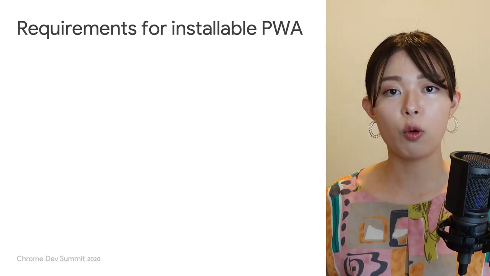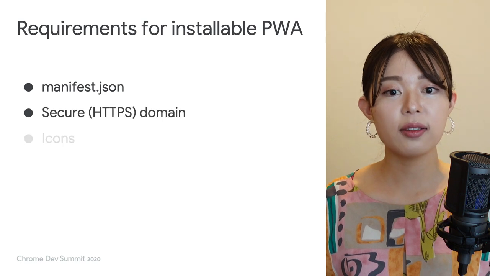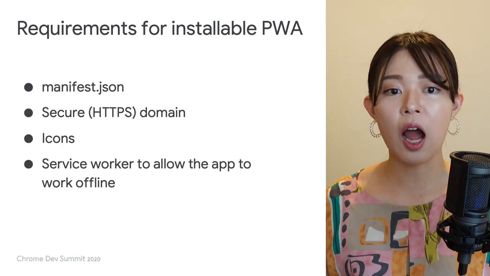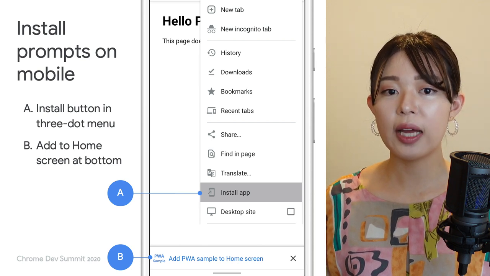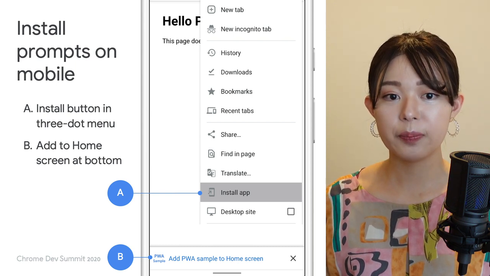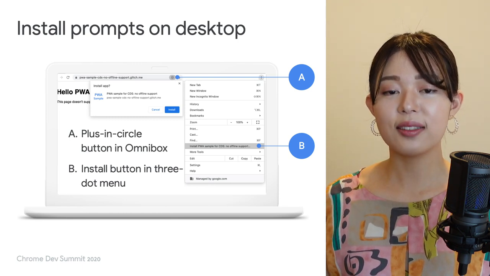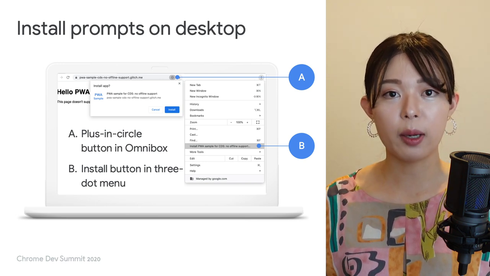Before we dive into how to check offline capability of a site, let me quickly review four requirements to make a PWA installable. You need a manifest JSON with the correct fields, a secure domain, icons, and a service worker to allow the app to work offline. When the site satisfies all of the requirements, install buttons will show up. On mobile, you can see an install button in the three-dot menu and an add to home screen button at the bottom of the page. On desktop, you can see a plus circle button in the Omnibox and an install button in the three-dot menu.